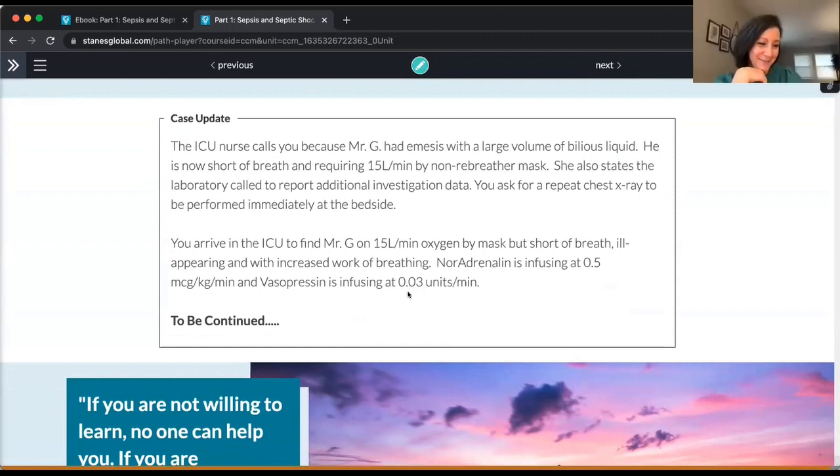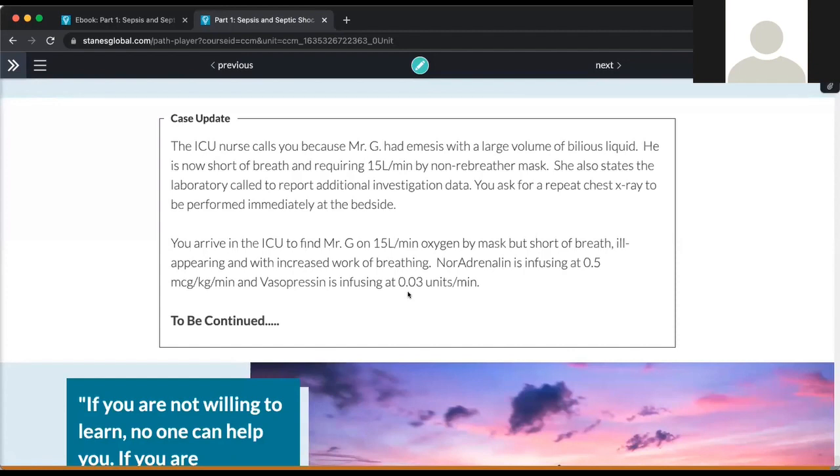So, the ICU nurse calls you because Mr. Jen had emesis with a large volume of bilious liquid. He is now short of breath and requiring 15 liters per minute by non-breather mask. She also said the laboratory called to report additional investigations data. You asked for a repeat chest X-ray to be performed immediately at the bedside.